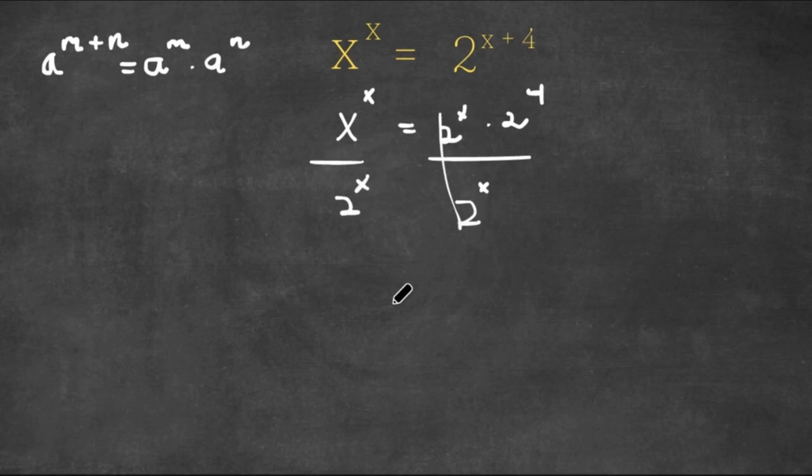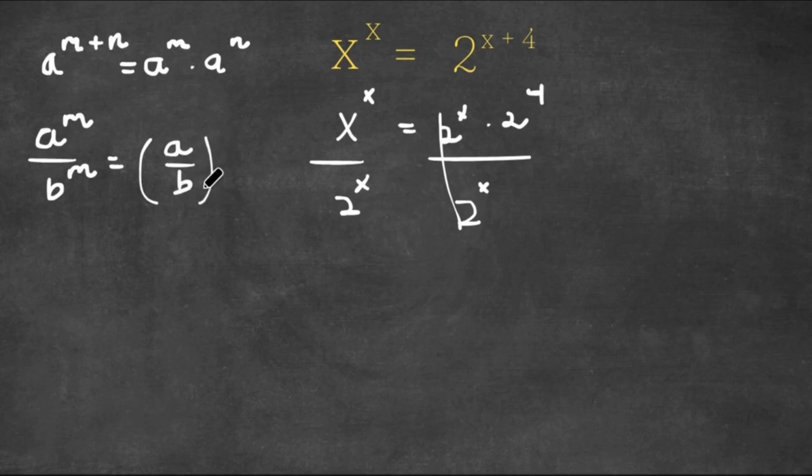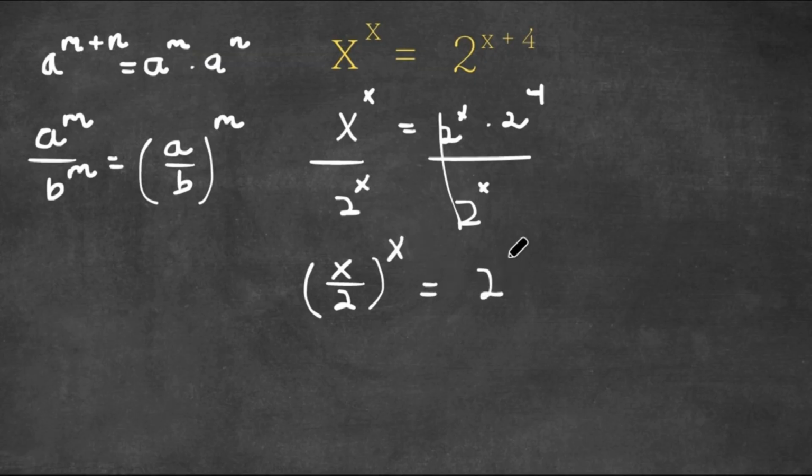So now these two cancel out, and if we have something in the form a to the power of m over b to the power of m, this is equal to a over b to the power of m. So x to the power of x over 2 to the power of x, this can be written as x over 2 to the power of x. Now this is equal to 2 to the power of 4. Now I'm going to take the power of 1/2 on both sides.